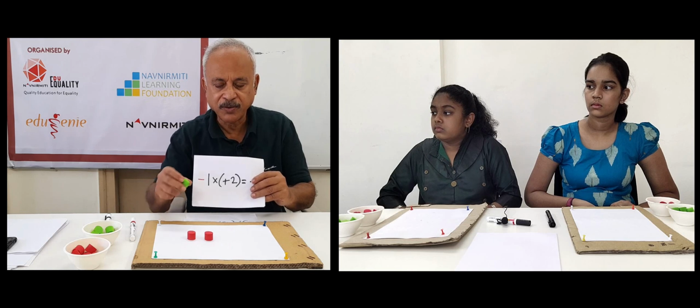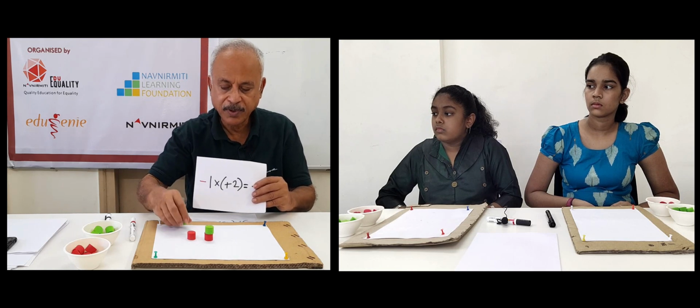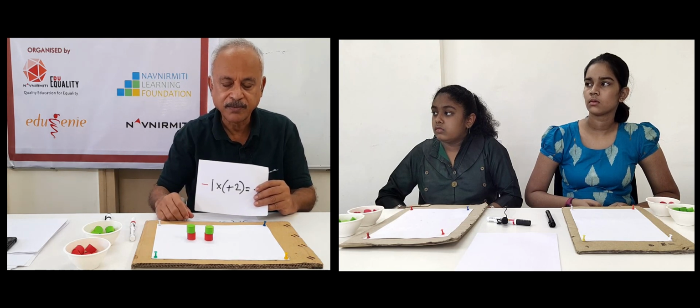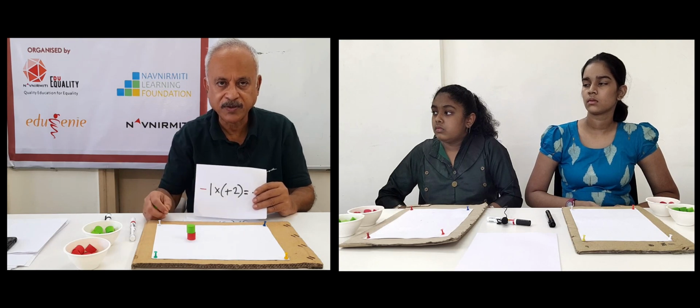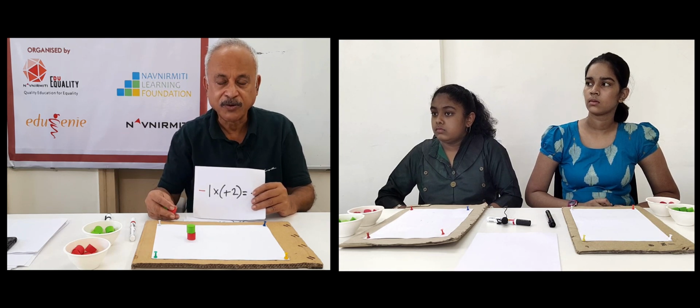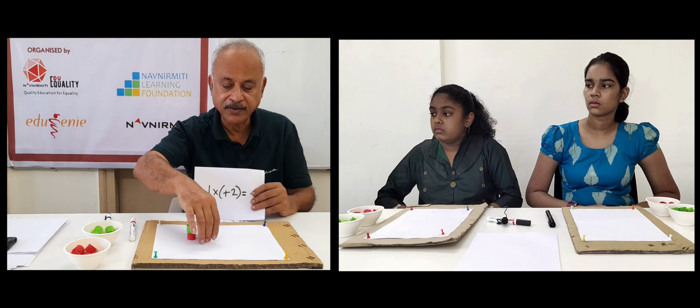You may ask the question, why do you take 2 zeros? Why not take only 1 zero? Okay, let us take 1 zero. But then how can I remove 2 positives? I have only 1 positive in 1 zero. So now you may say, all right, why 1 zero? Let us take 3 zeros.